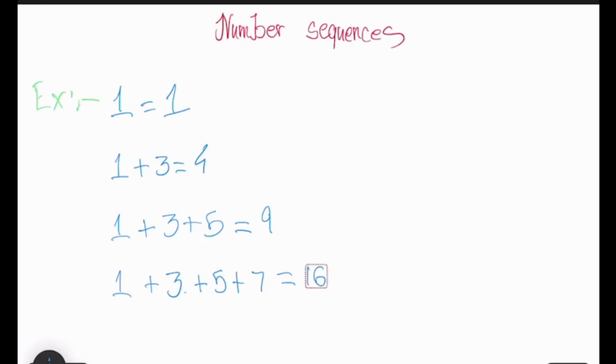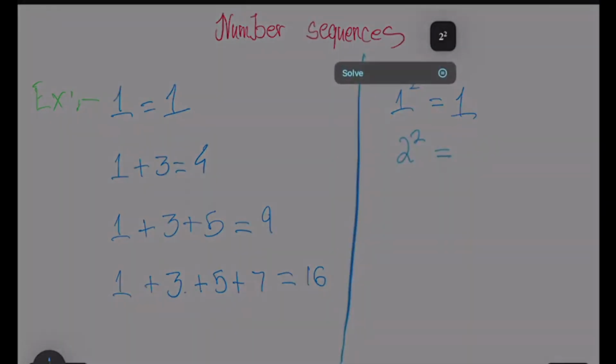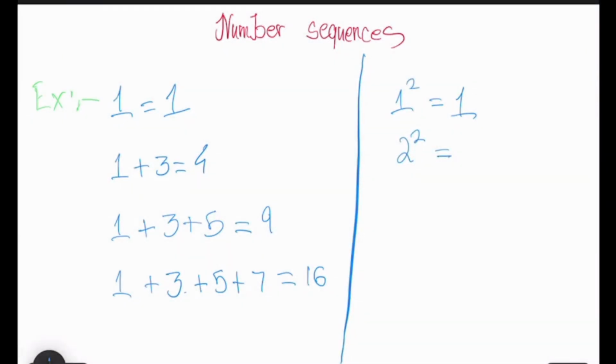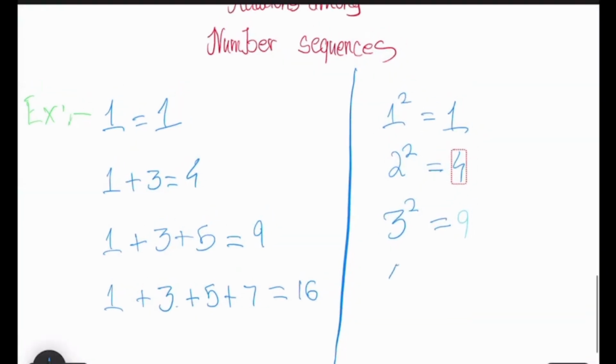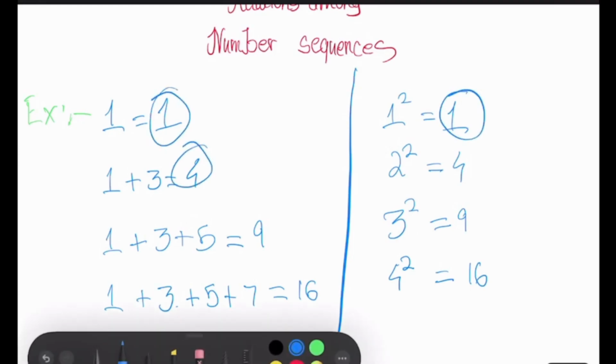Okay. Now let's draw a division line, and here we'll write the squares. 1 square is equal to 1. 2 square is equal to, can anybody tell me? 2 square is equal to how much? 4. 3 square is equal to, can anybody say? Yes, 9. 4 square is equal to 16.